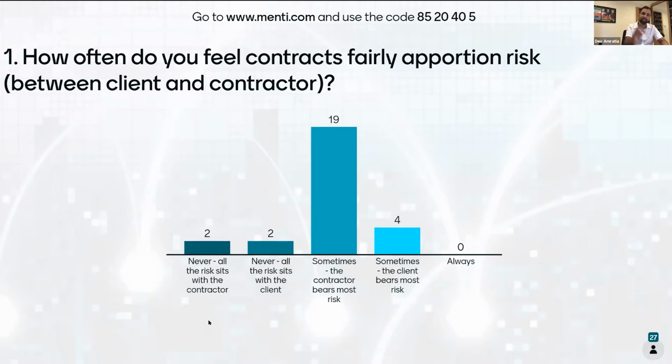We're not going to then ask whether the people voting are from clients or contractors. We'll keep all of that side anonymous, but clearly we're seeing a very heavy winner here. So a little bit sad that none of us think that we always fairly apportion risk. I guess that's a loaded question, and I knew that would happen. But 27 out of 40, 28 out of 40, most of us basically think that the contractor bears most of the risk, right?